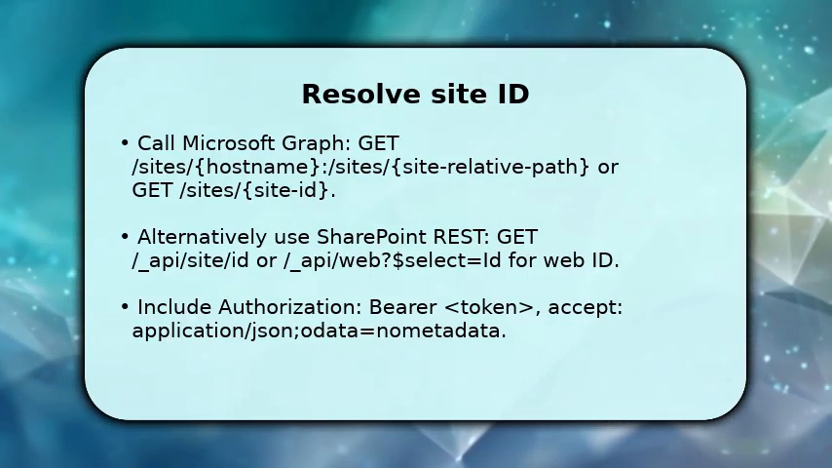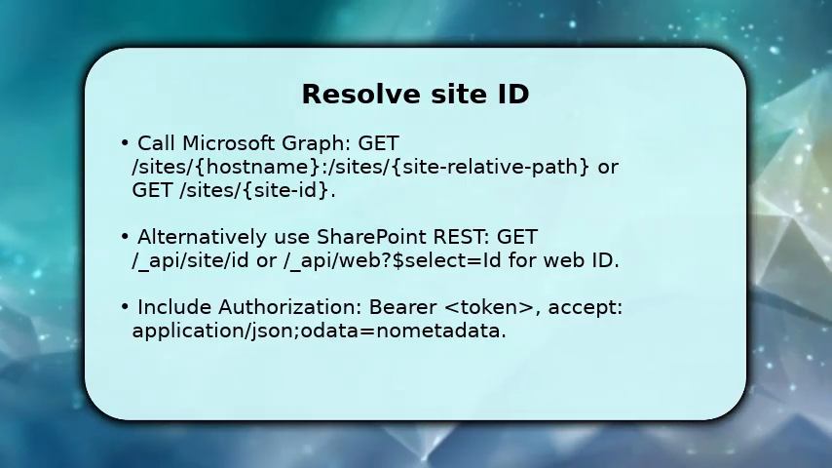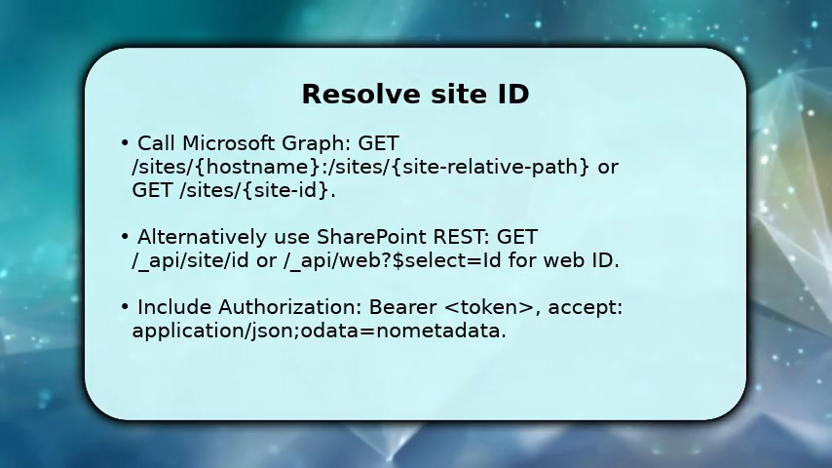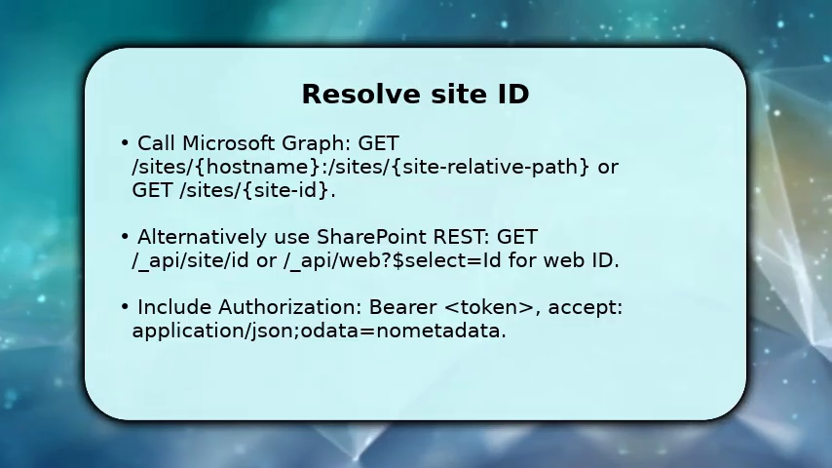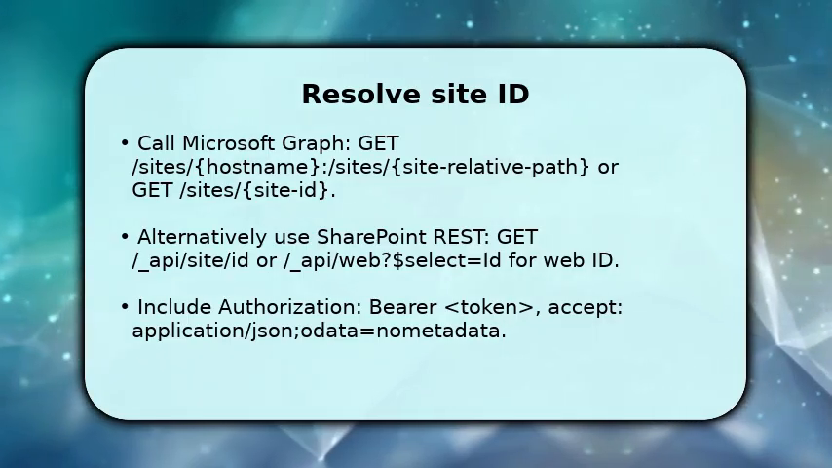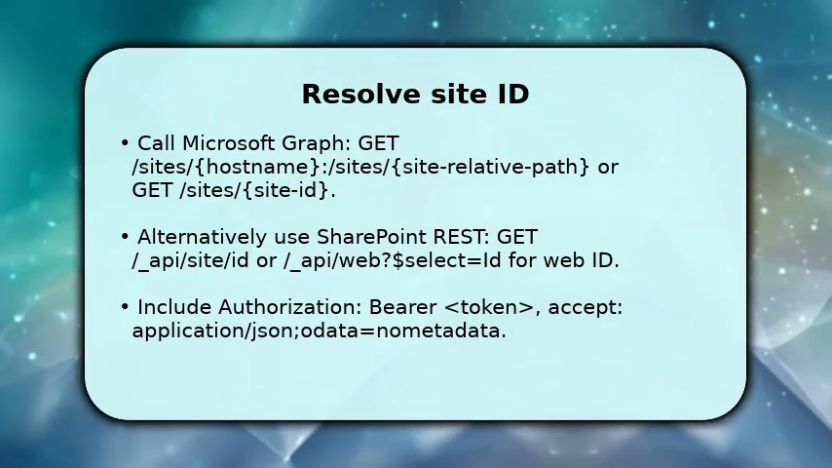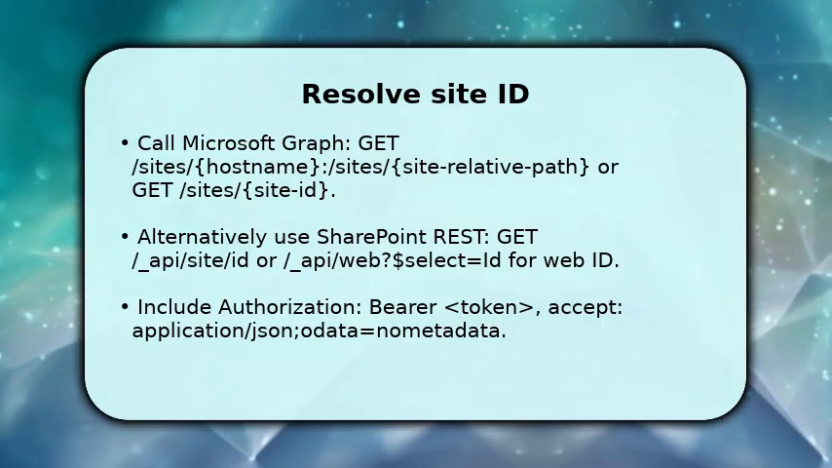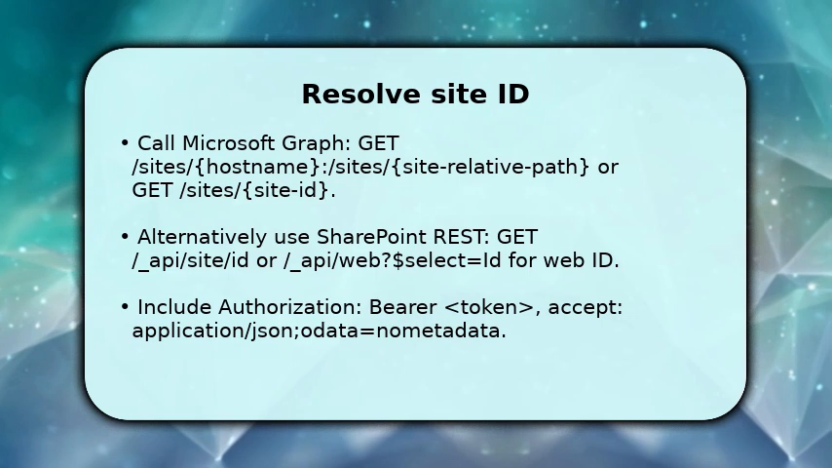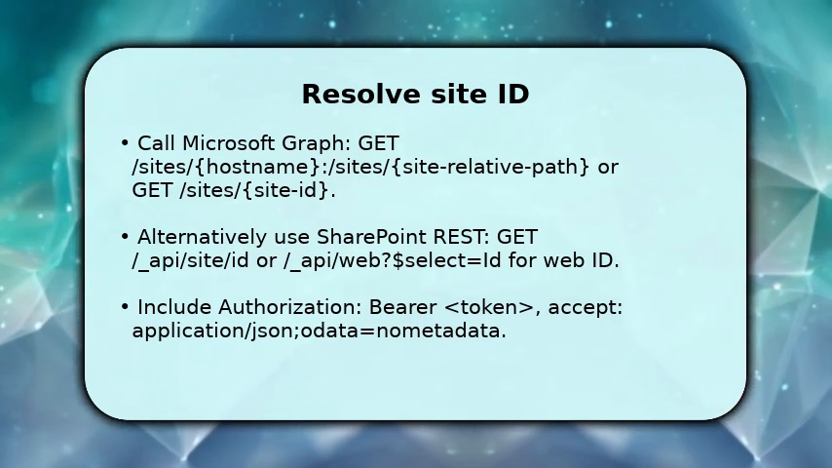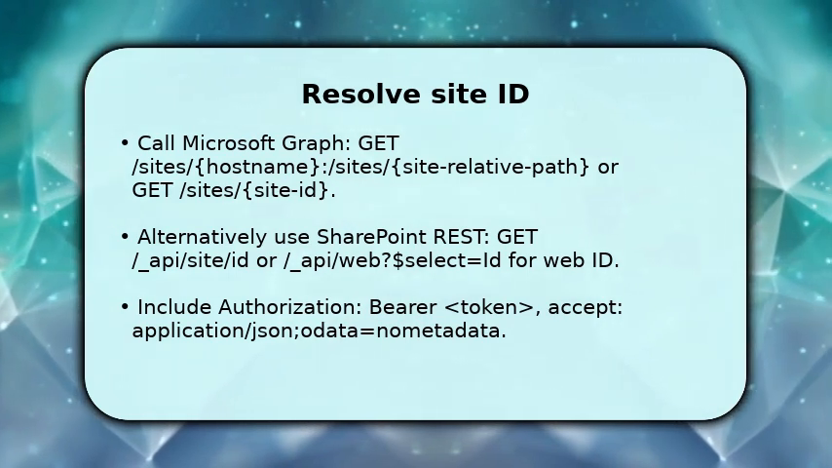Alternatively, call SharePoint REST endpoints like /_api/site/id, or query the web object for its ID if you're on the site. These return a GUID. Make sure your HTTP header includes authorization. Finish by validating and using the returned GUID as the canonical site ID. You should see a GUID-like string.